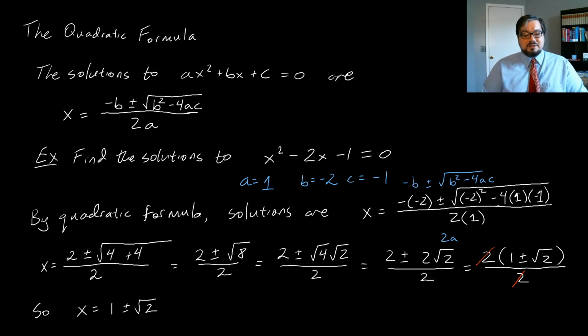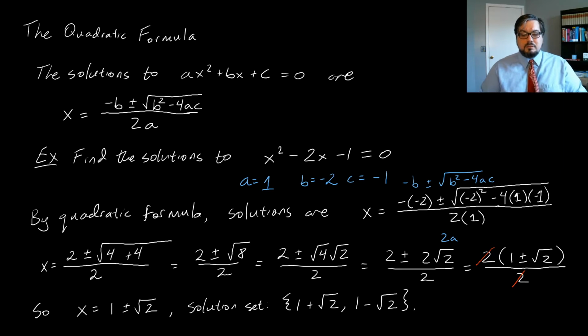Another way of writing this would be to say that the solution set is the set containing 1 plus the square root of 2 and 1 minus the square root of 2. So applying the quadratic formula allows us to find the solutions to this equation even though we couldn't factor it. It gives us another way of getting there.